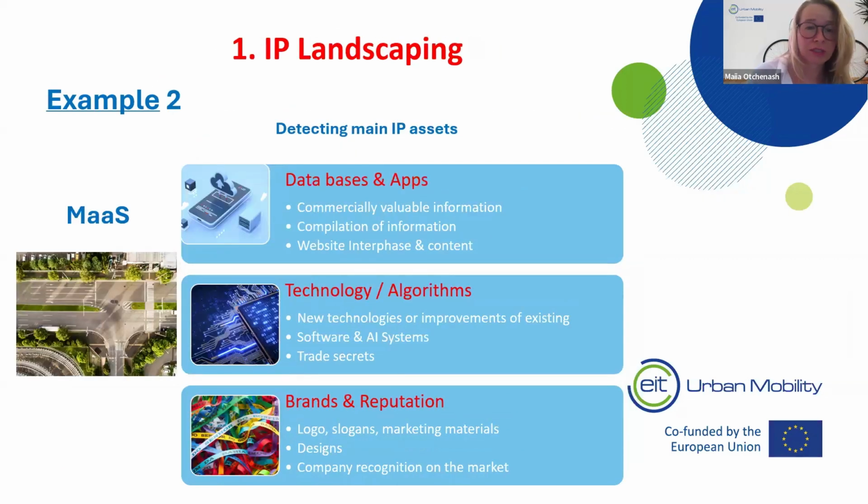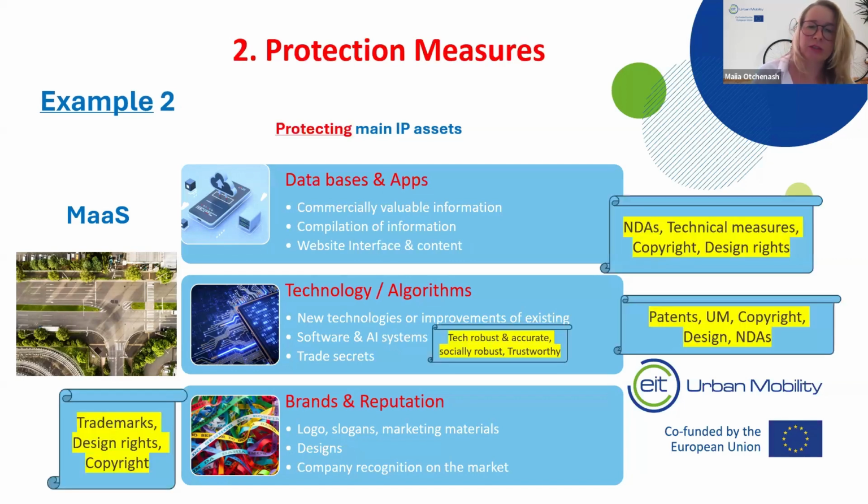Also for mobility as a service, detecting IP assets, all these databases, all these apps. So any commercially valuable information that you possess is already an IP asset that can be and should be protected. Compilation of information, website interface, and content assembly. Technology and algorithms. Also, we have, as you all know, AI regulation in Europe. And it's aligned with Horizon Europe requirements too, with regard to proposals. So, if your solution has any AI elements or your AI algorithm is the core of your solution.